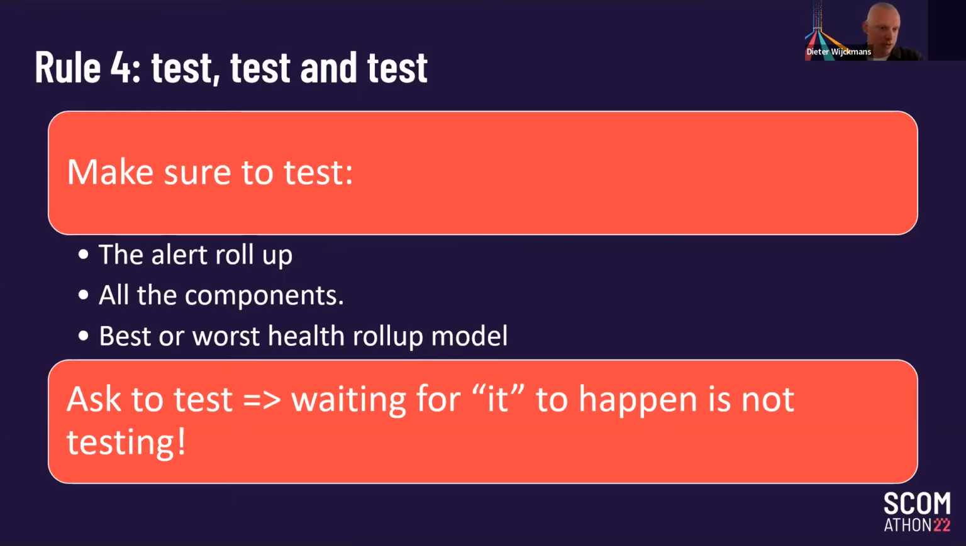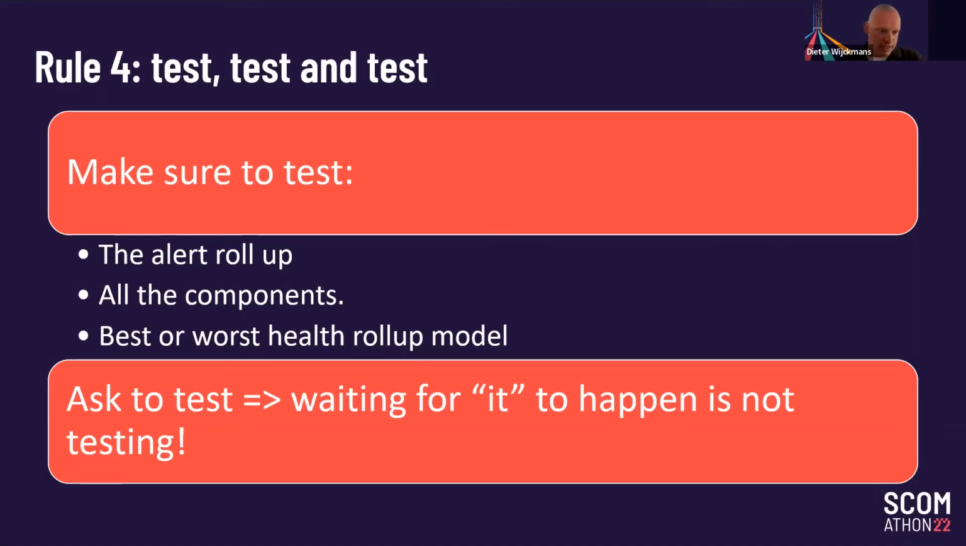If you have the best rollup, your website will still be available, even if only one web server is up and running, but probably the user experience is degraded. But that's the key where you need to put your monitoring, whether you want to have availability monitoring or user acceptance monitoring. So the best and worst health rollup model, that's one of the things. If you're new with SCOM, look into that because it can make a huge difference in notifying people.